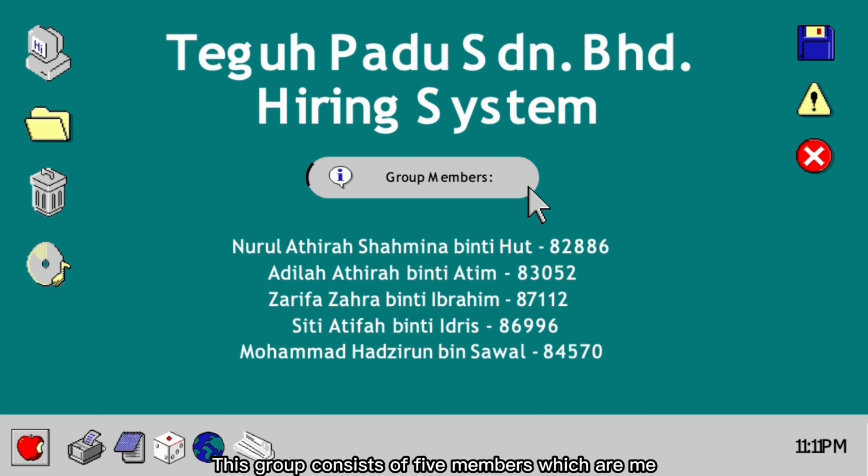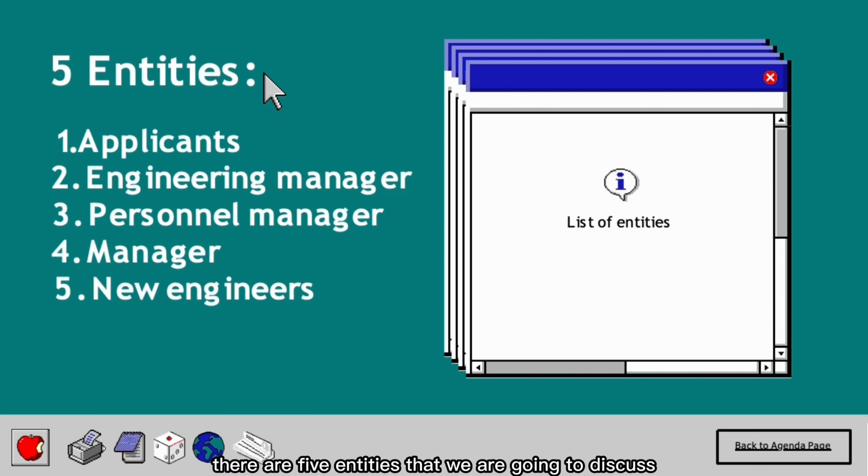This group consists of 5 members, which are myself, Nur Atira Shamina binti Hud, Adila Atira binti Atim, Zarifa Zahra binti Ibrahim, Siti Atifa binti Idris, and Muhammad Hazirun bin Sawal. In this project, there are 5 entities that we're going to discuss, which are applicants, engineering manager, personnel manager, and new engineers.